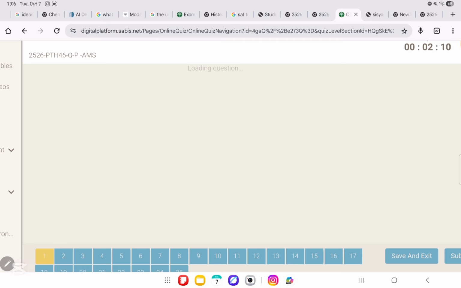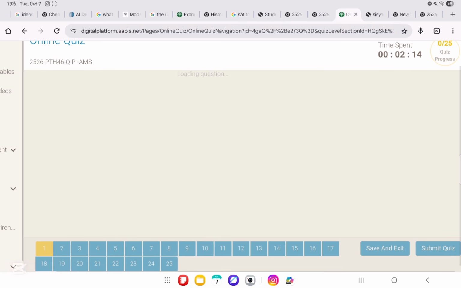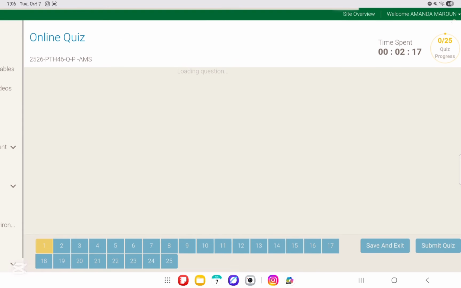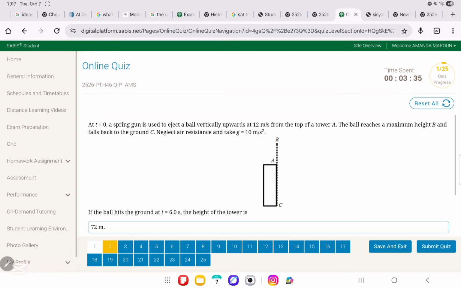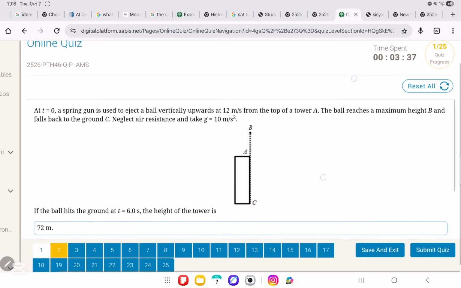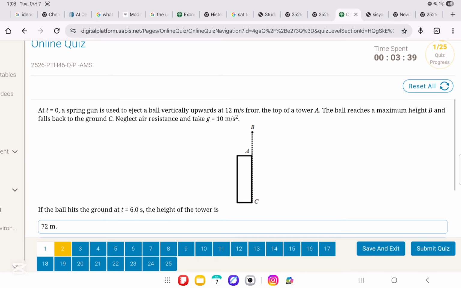Hopefully it will not take too long to load, because I don't know why the internet is slow. It's like really slow. Perfect. It took almost a minute for it to load. Anyways, let's go on to the second question.